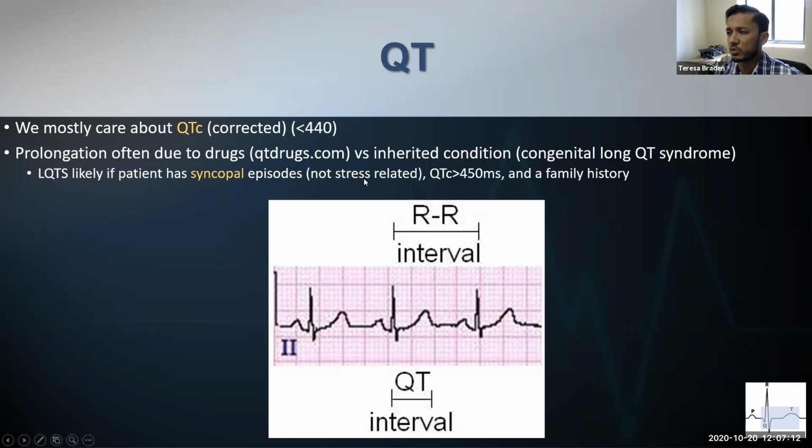So if patients have single episodes, but it's not stress related, it's not someone that's been outside in hot weather for a long period of time, and they have a QTc that's greater than 450, especially with a family history, it pretty much nails the diagnosis right there.